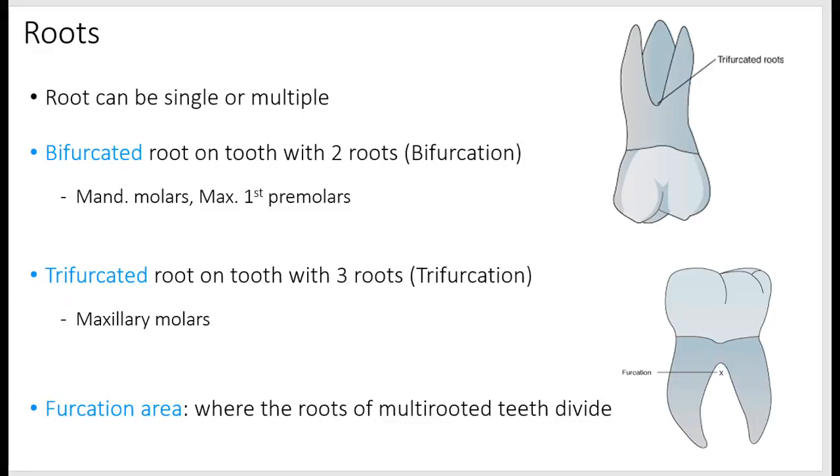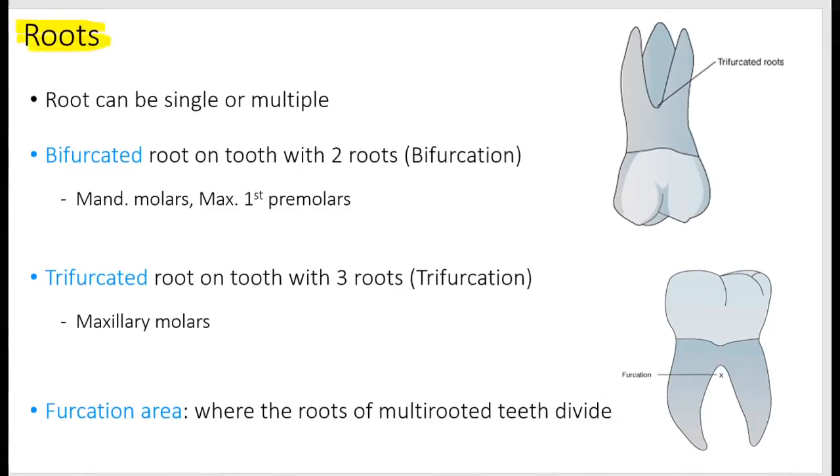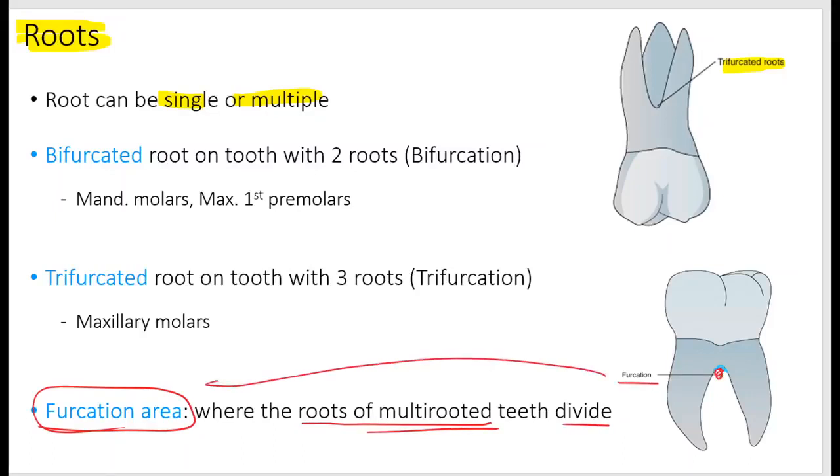Okay, now for the roots. We have teeth that have a single root, teeth that have 2 roots, and teeth that have 3 roots. The area where the roots split or divide, we call the furcation area. So the furcation area is where the roots of multi-root teeth divide. Again, this is the furcation area here. If it was only 2 roots, like this one, we call it bifurcated. If it was 3 roots, like this one, we call it trifurcated.